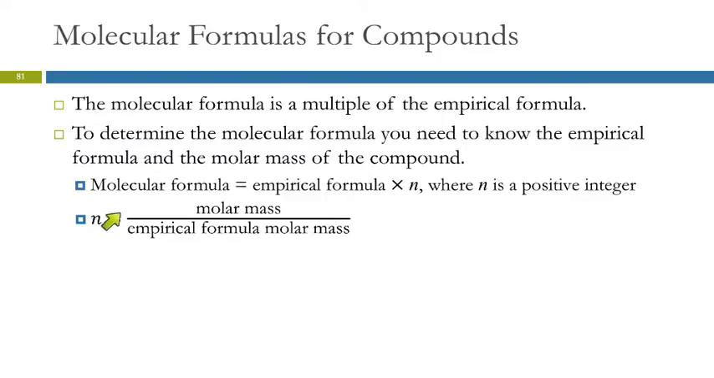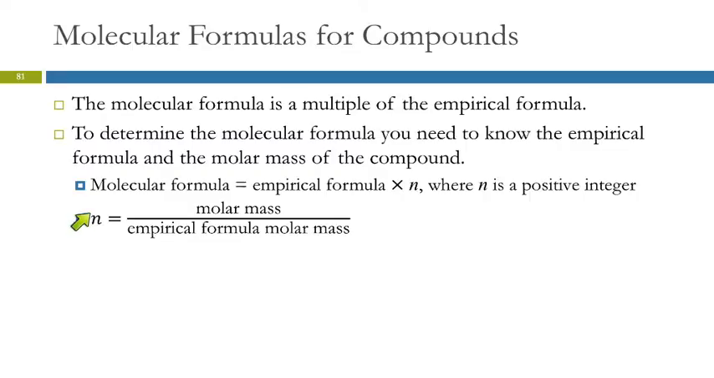We know that the molecular formula is some multiple of the empirical formula. The empirical formula is like the lowest ratio, the reduced fraction. And the molecular formula is going to be some multiple of that. So empirical formula times n. n is always going to be a positive integer. 1, 2, 3, 4, etc.